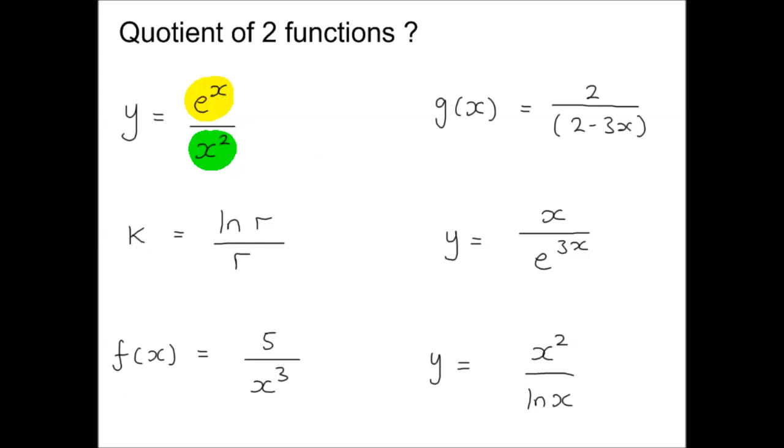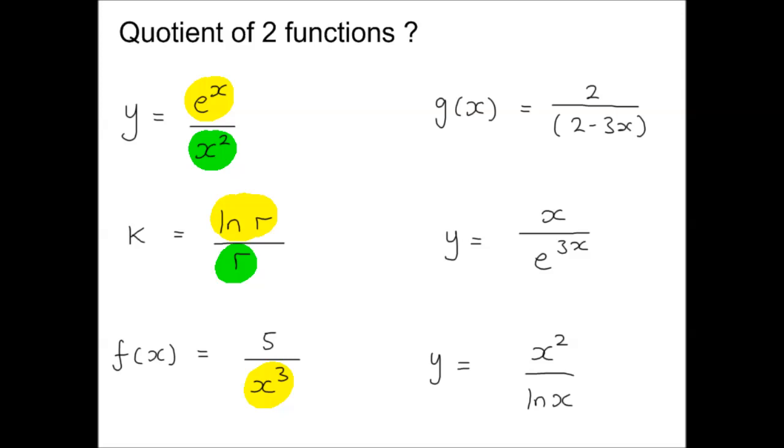Next one, k is equal to ln r divided by r, and once again you have a function of r here, and you have another function underneath. So this is the division of two functions. Yeah, two functions of r in this case. This was two functions of x. Okay, next one, we've got a constant divided by a function of x. Okay, so there's just a single function here.